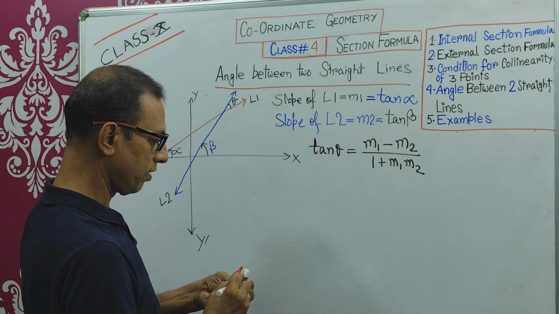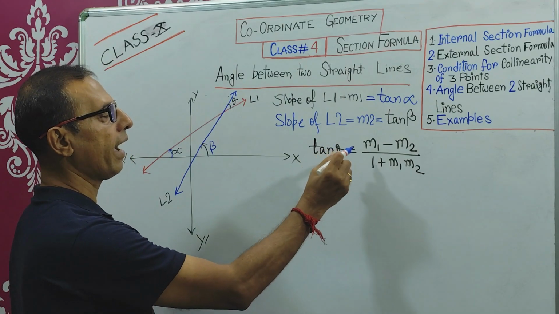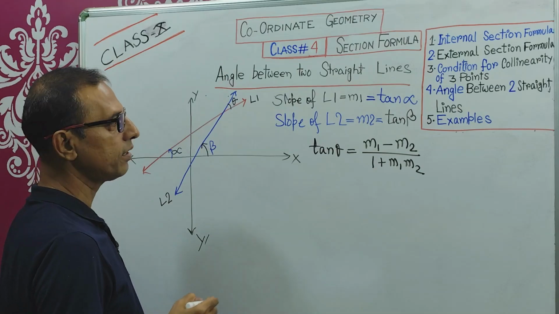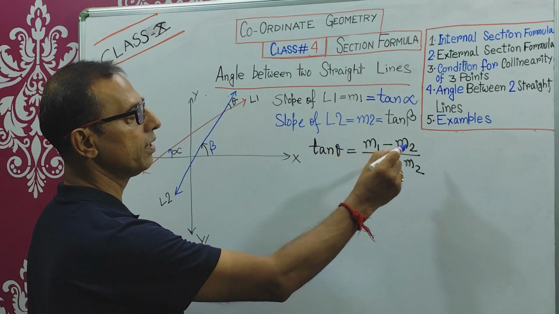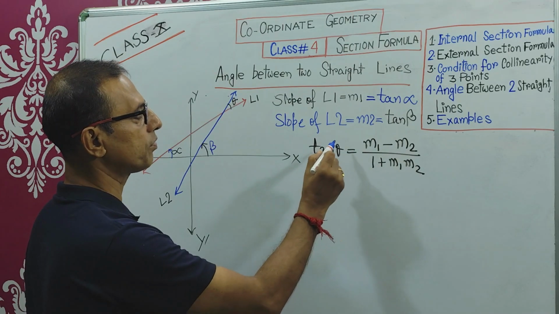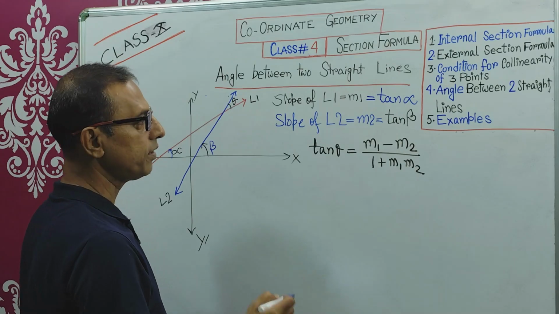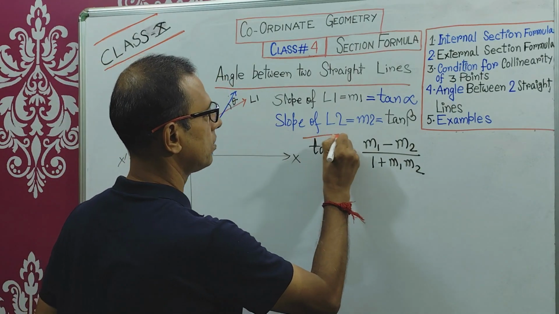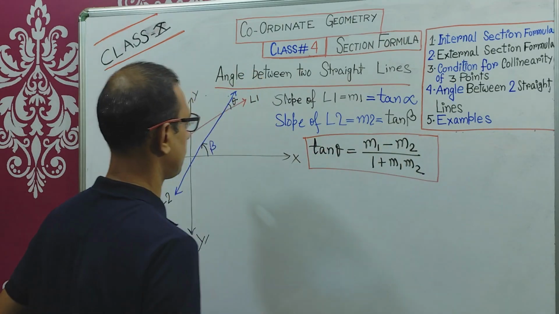This is the relationship between the inclination angle and the gradient or slope of the given two straight lines. If you know the value of tan theta, and it comes within the table, you can read it off. Otherwise theta equals tan inverse of this value. This is the formula. Now I will derive it.